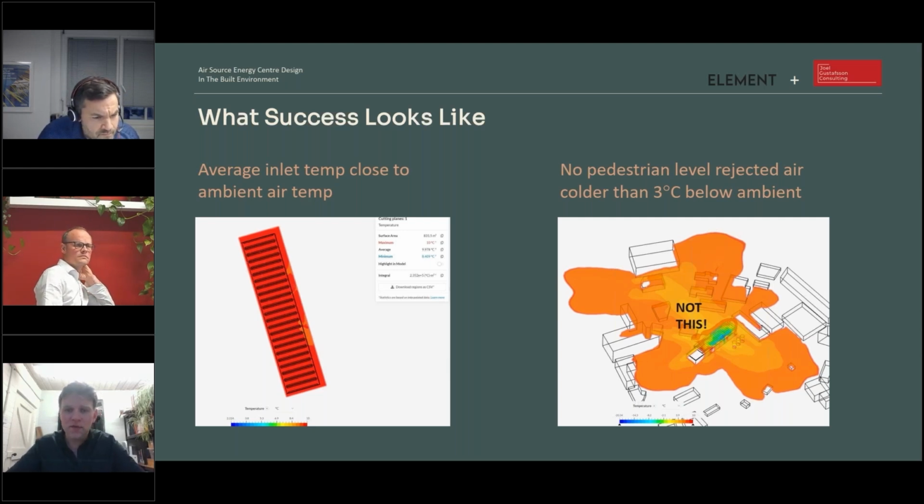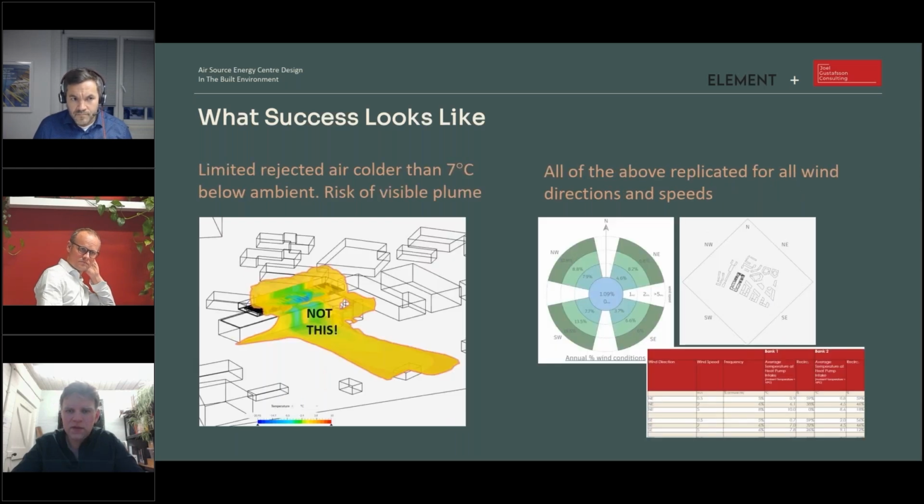And there's a great example there of something we don't want to occur, which is this pedestrian level rejected air, which is approximately 3 degrees colder than ambient. That's when you start to feel the difference between the ambient air and the colder air. And you can see from the sprawl of that, it does spread significantly across into the environment. That's a couple of 100 meters. It obviously drops in temperature closer to the heat exchangers and warms up, and it starts to mix with the ambient air. But again, it's non-desirable. Moving on to the next one, please.